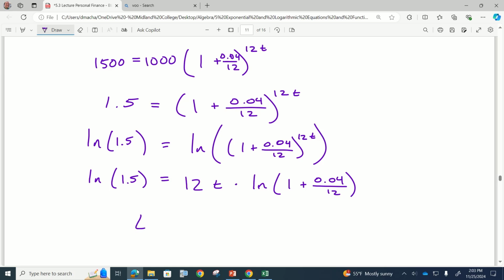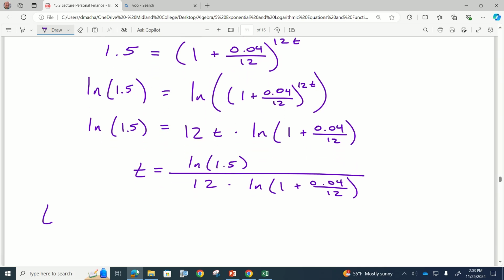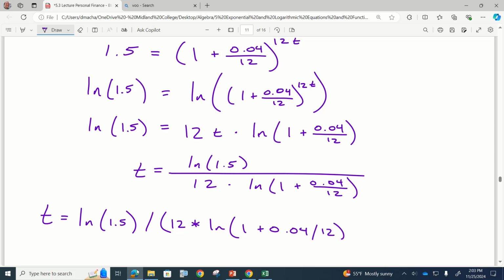And finally, to solve for t, I take both sides and I divide by 12, and I also divide by natural log of 1 plus 0.04 over 12, close parentheses. In fact, I'll tell you how to put this in your calculator. You type in natural log of 1.5 divided by, open parentheses, 12 times natural log of 1 plus 0.04 divided by 12, close parentheses, close parentheses.